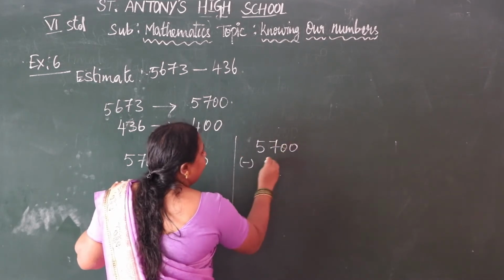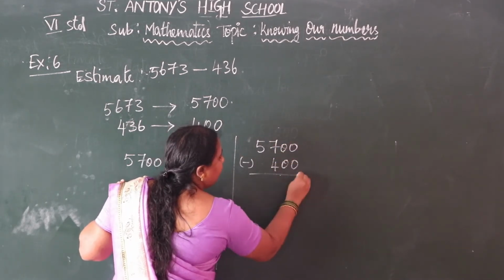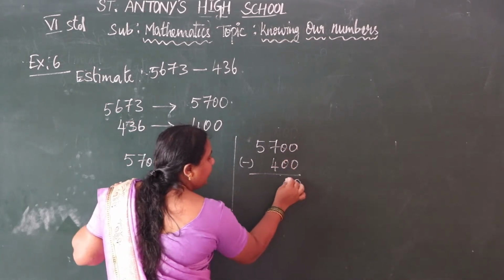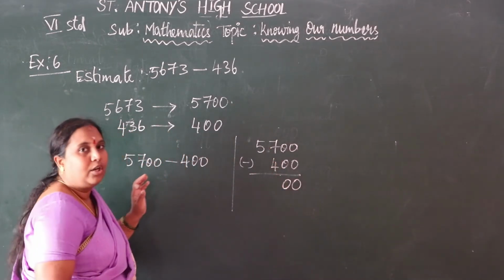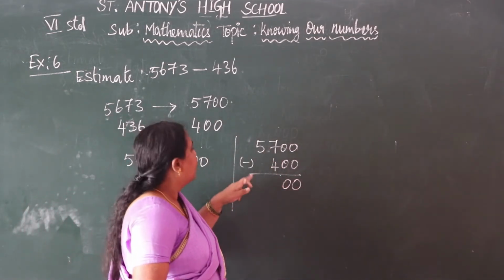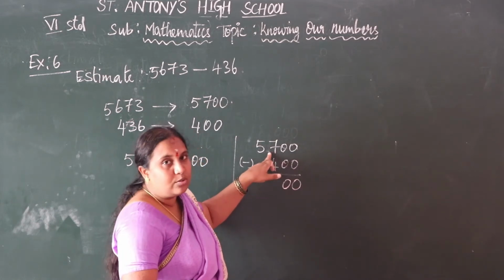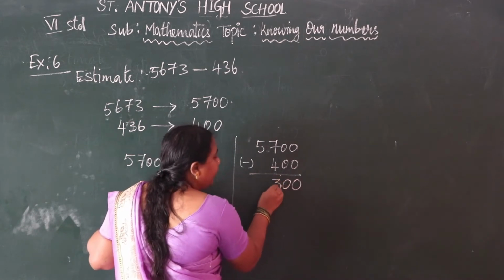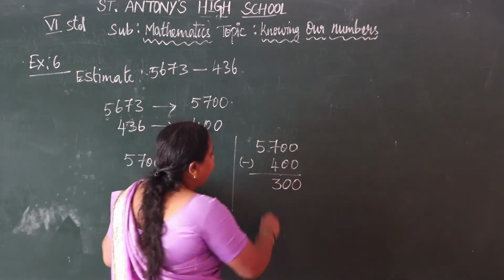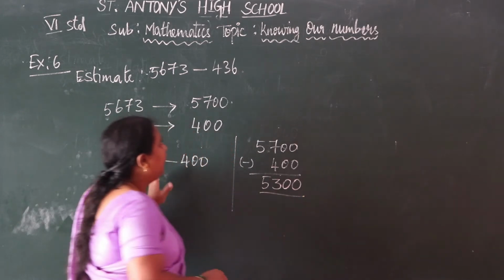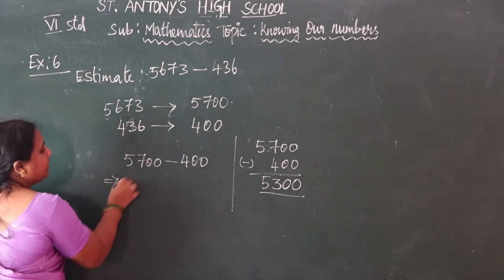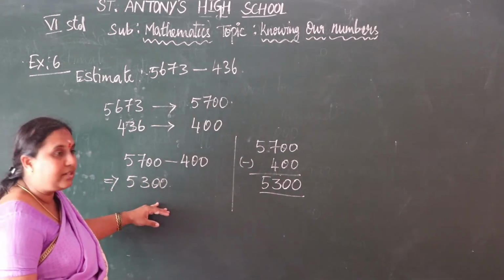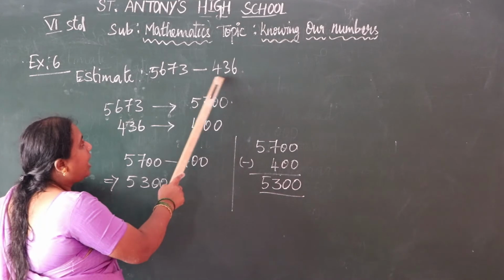5700 minus 400. Here 0 minus 0 is 0, and 0 minus 0 is 0 here also. Here 7 minus 4: after 4, up to 7, 5, 6, 7, so here 3. Next we have 5 here. So the estimated difference between these two numbers is 5300. Understood children?